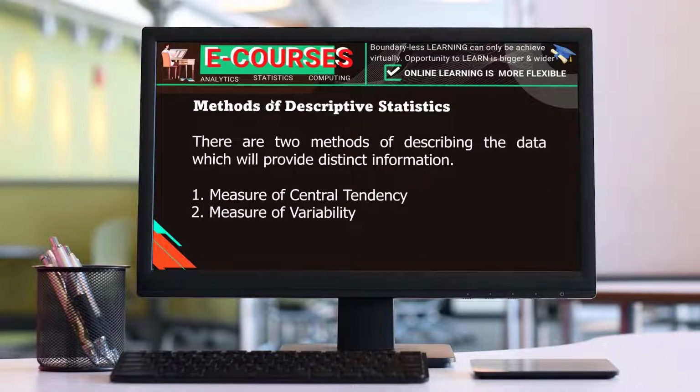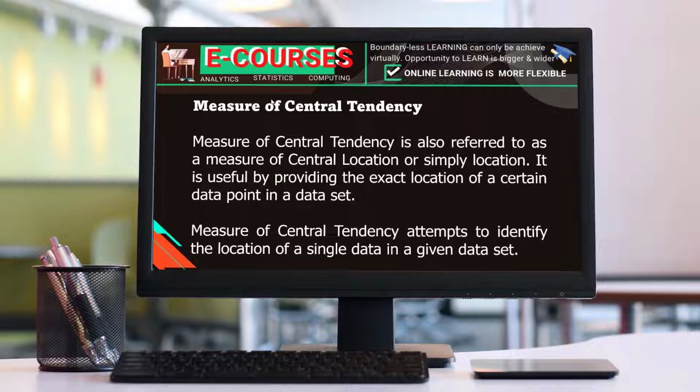There are two methods of describing the data which will provide distinct information. First one is the measure of central tendency and the second is the measure of variability. Alright, so these are the two methods of descriptive statistics. So the first method is all about the measure of central tendency.